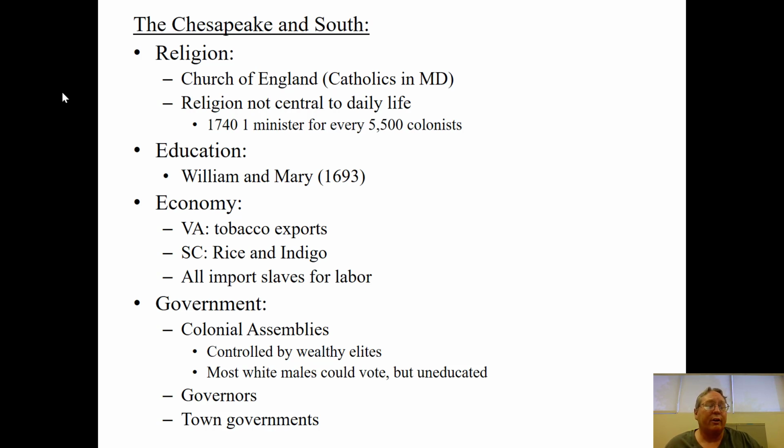And also, because of their rural nature, it means it's a lot harder to get education. There's going to be a lot fewer teachers. It's going to be harder to build buildings for these schools. It's why education takes a lot longer to come to the South, right, to southern colonies.